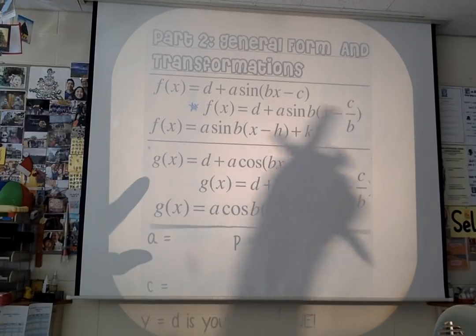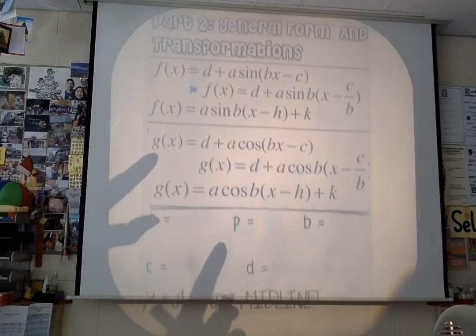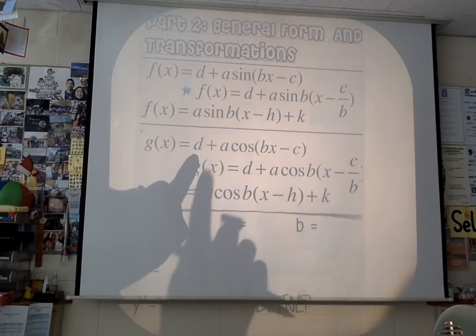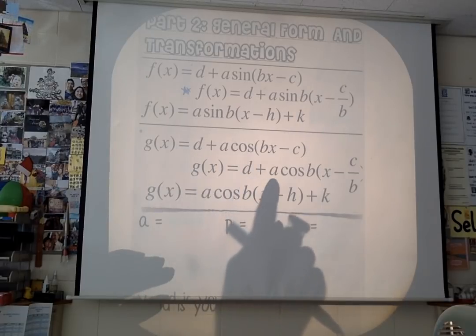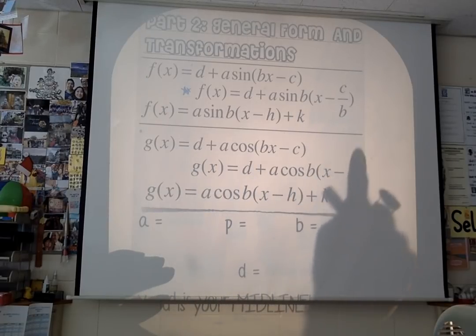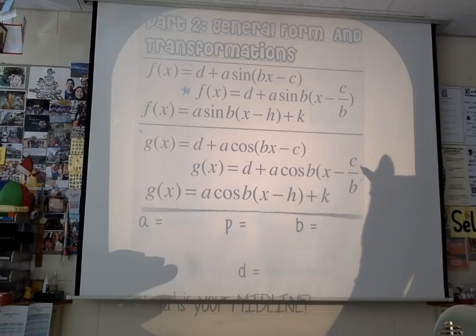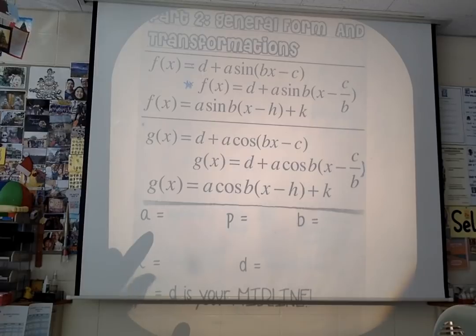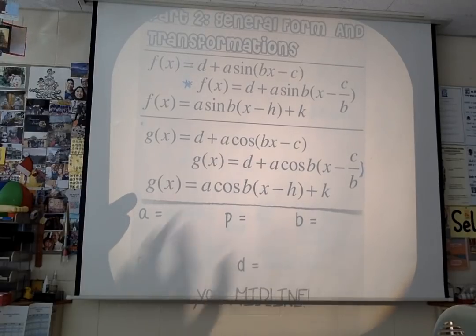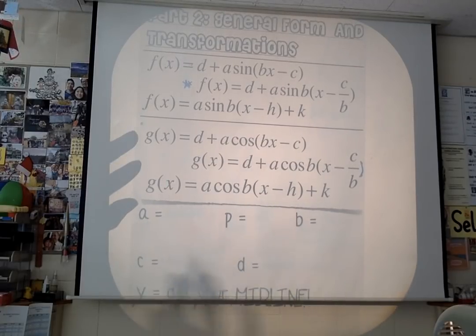But your book uses this right here: g of x equals d plus a cosine, parentheses bx minus c. Cosine and sine are very similar. And g of x equals d plus a cosine b, x minus c over b inside the parentheses, all right? Okay. And then, of course, another way. So before you start graphing, I like to always know these, okay?